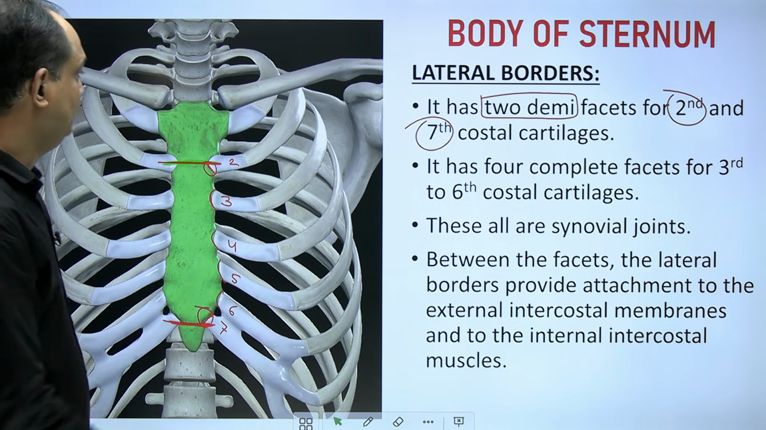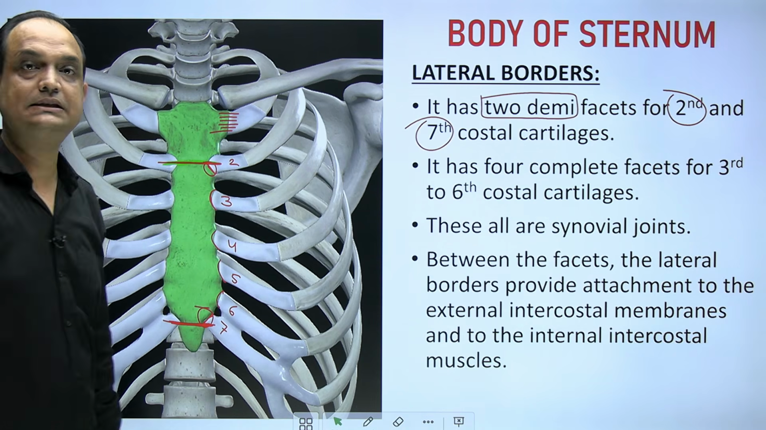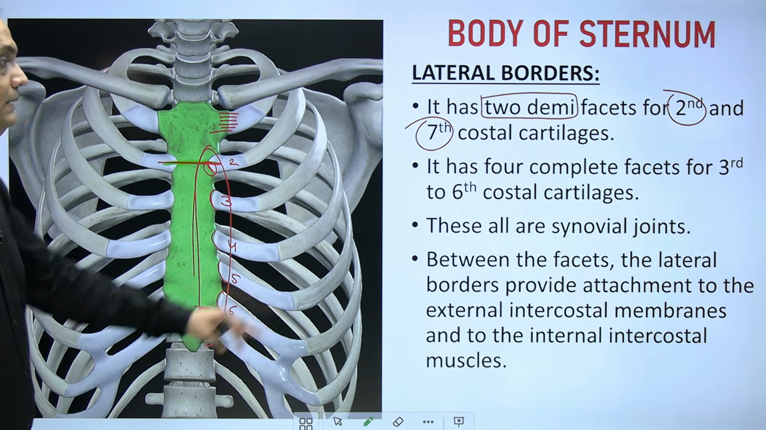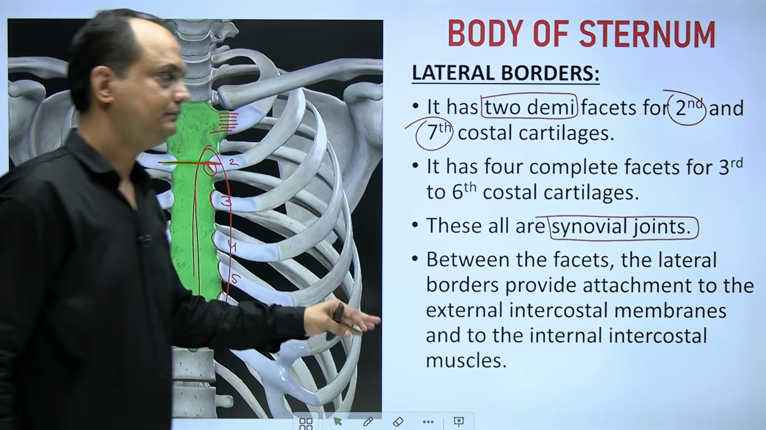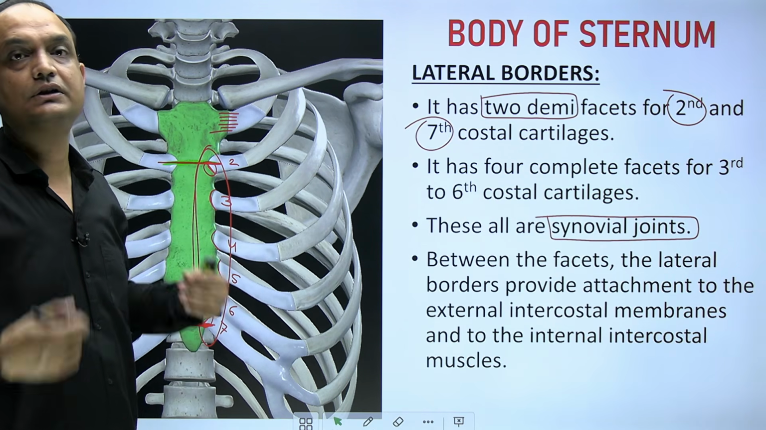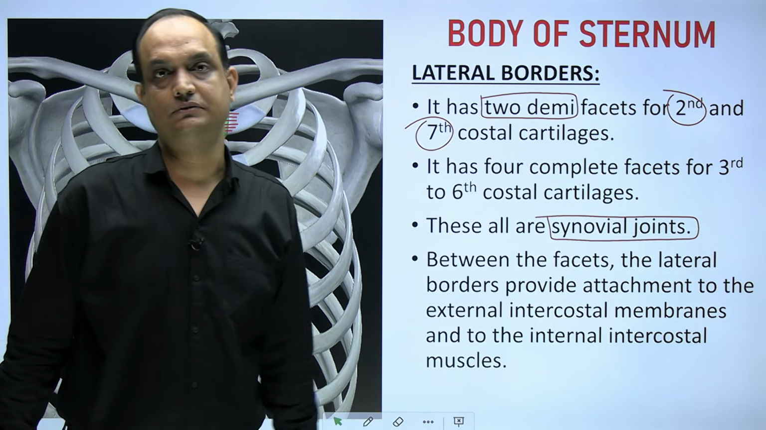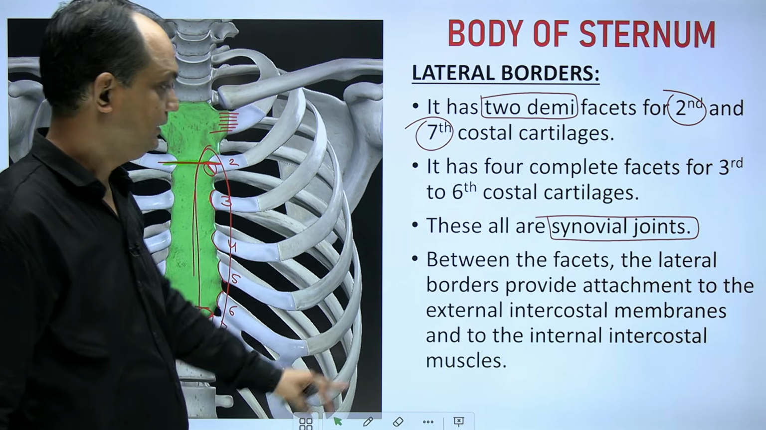And as I already told you, the junction between the first costal cartilage and the sternum is a primary cartilaginous joint, while these remaining are your synovial joints. So this is again a question for your exam. Now between the facets, the lateral border of your sternum provides attachment to the muscles of the chest wall, that is external intercostal membrane, and deep to that you have internal intercostal.